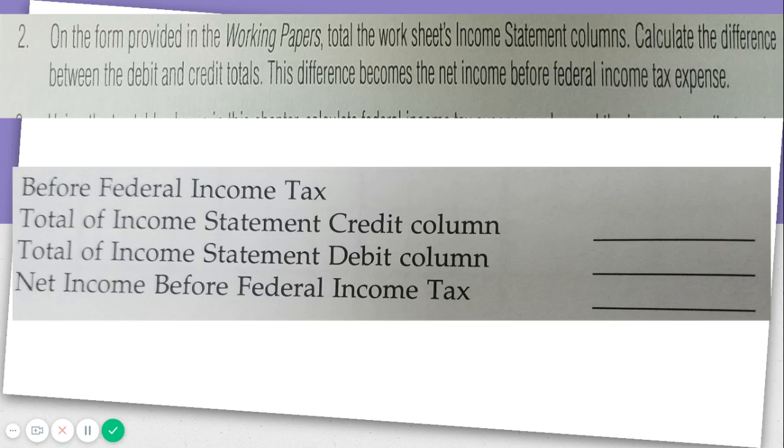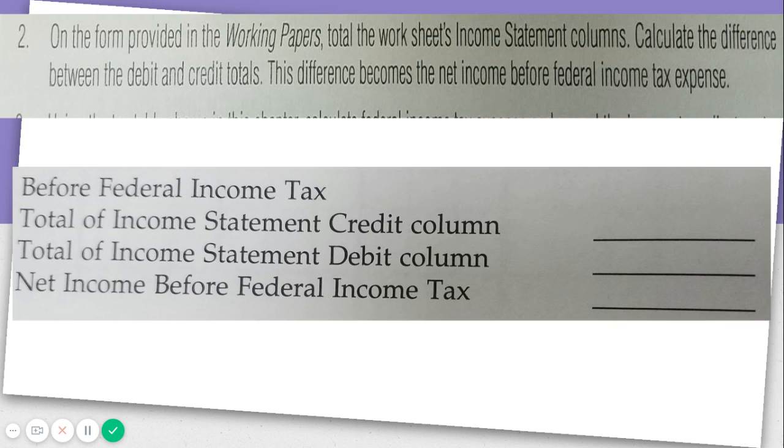Worksheet income statement columns. Calculate the difference between the debit and credit totals. The difference becomes the net income before federal income tax. So here we need to total our income statement column, credit and debit, but we're not writing it on our worksheet. We're going to write it here.